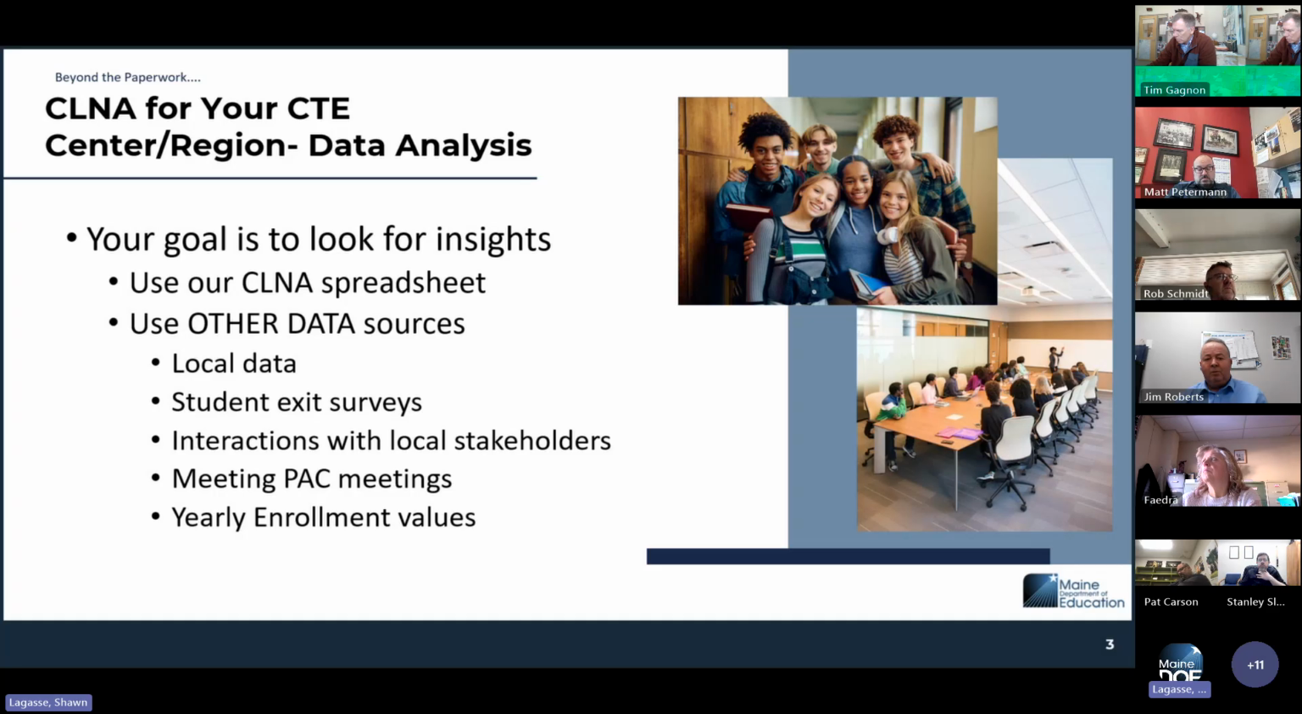So you may see when you look at your data that a program over time has had lower enrollments and your values are not as good in a program over time. And you can relate it back to, well, the industry's changing, and that's what you're hearing from your PAC committees. So it's good to use multiple sources like that to get a robust picture of what's available to you.